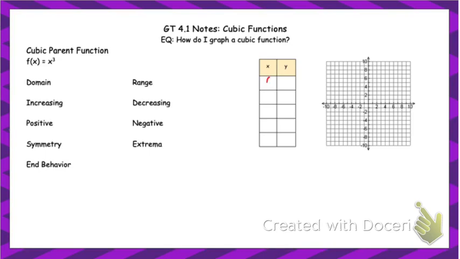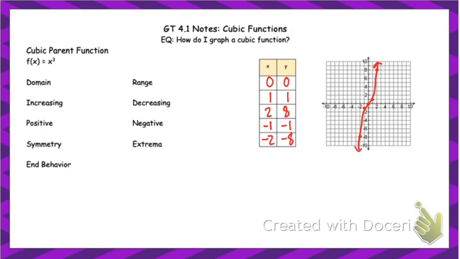Well, if I plug in 0, 0 cubed is 0. If I plug in 1, 1 cubed is 1. If I plug in 2, 2 cubed is 8. Negative 1 cubed is negative 1. Negative 2 cubed is negative 8. So that helps you guys see the shape of this graph. So this is the cubic parent function.